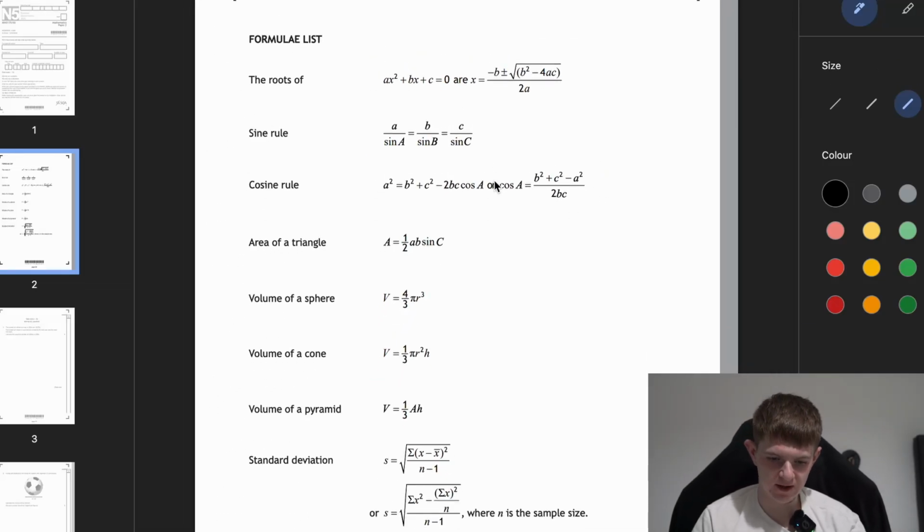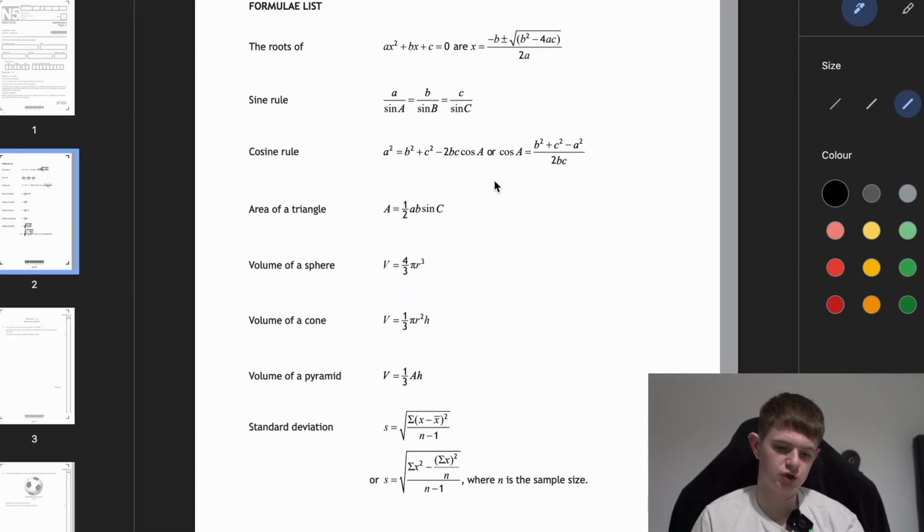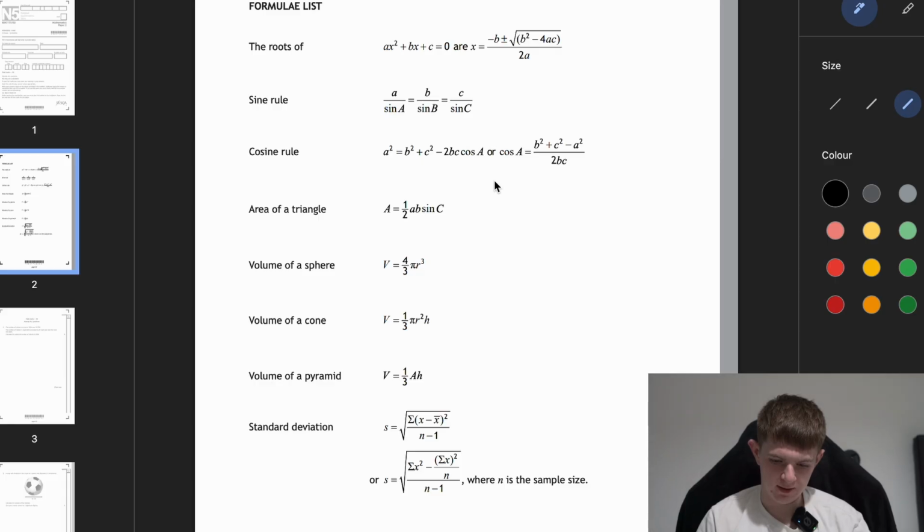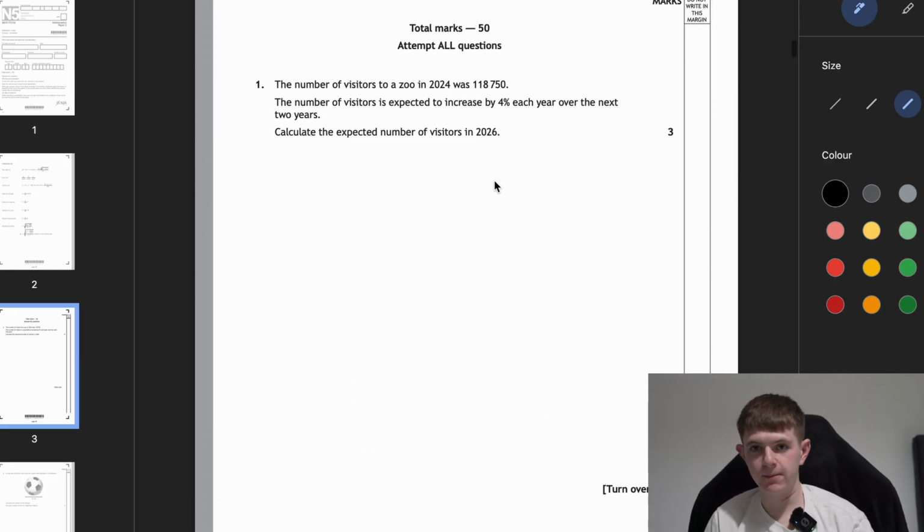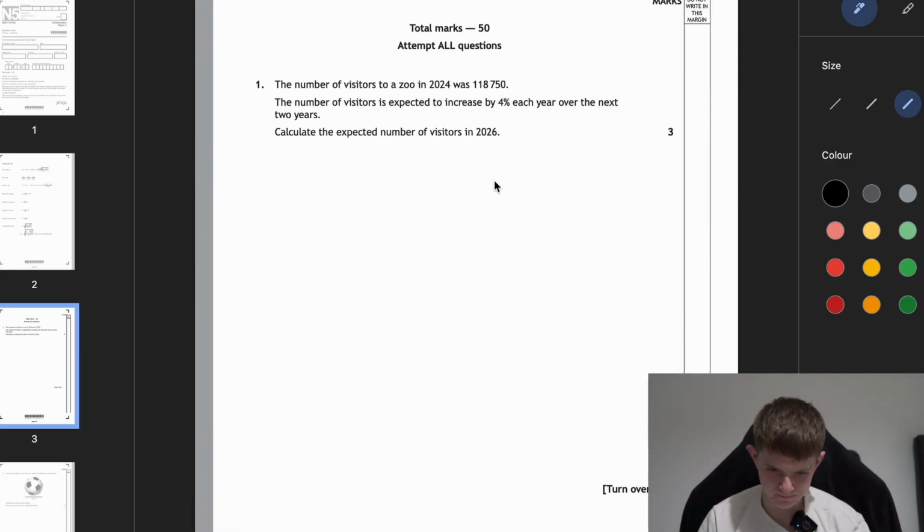Here's the formula list if you've not already got it. If you want to take a screenshot, fire in. Let's see our first question. Bear in mind, paper 2, so you can use a calculator.